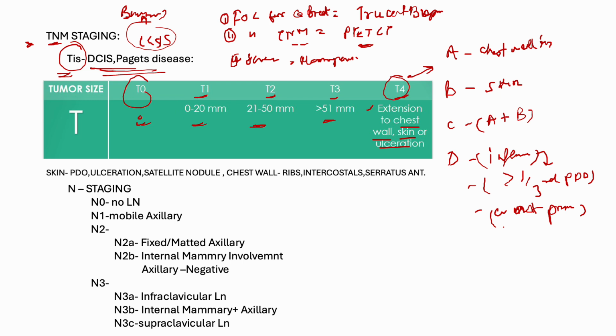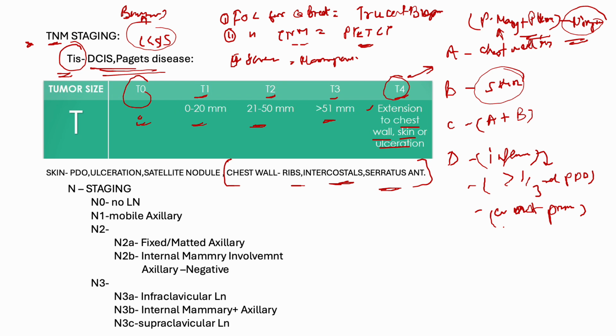Fine. In the chest wall, remember, pectoralis major and pectoralis minor are not included. Okay, only ribs, intercostal muscles and serratus anterior. If they are involved in CA breast, then only we say that chest wall is involved. Similarly, in the skin, peau d'orange, ulceration, and satellite nodules. Only these three are signs of skin involvement. Other things like the dimpling, puckering of skin, and retraction of the nipples are not included as signs of skin involvement.